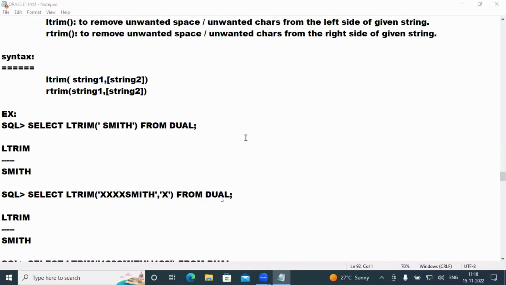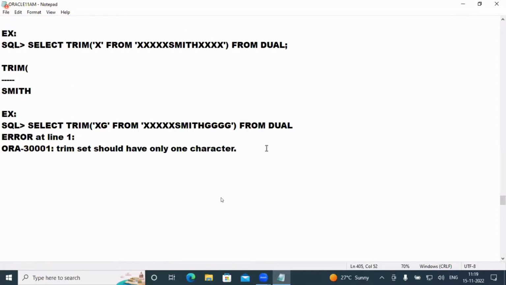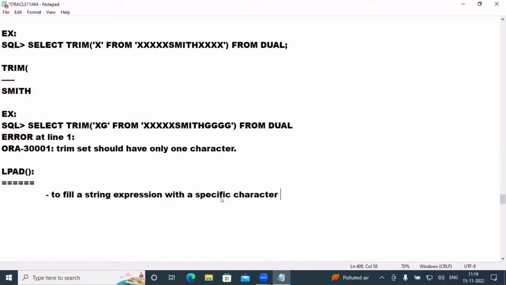Okay. So in the last session we discussed the TRIM function. Now we will continue with the next functions. The next function is called the LPAD function. What is the purpose of this function? It fills a string expression with a specific character on the left side.